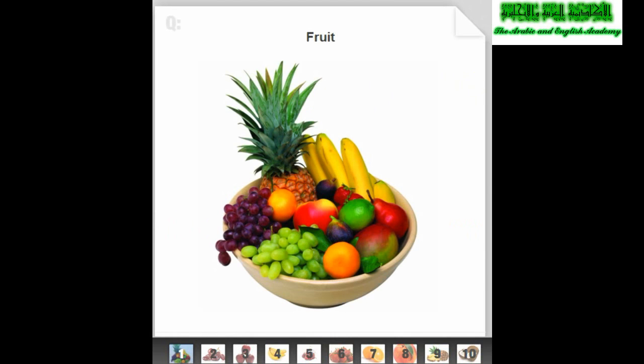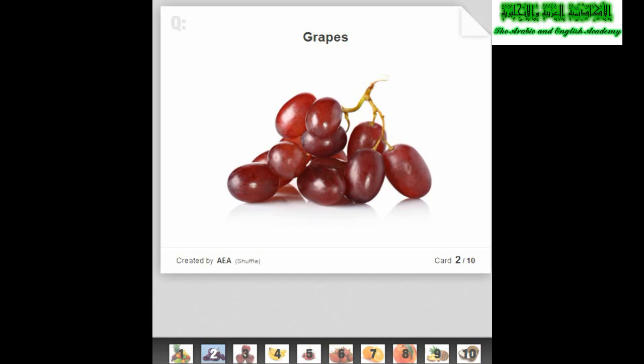فاكهة فاكهة فاكهة فاكهة فاكهة فاكهة فاكهة fruit. Okay, the next word we have is grape.